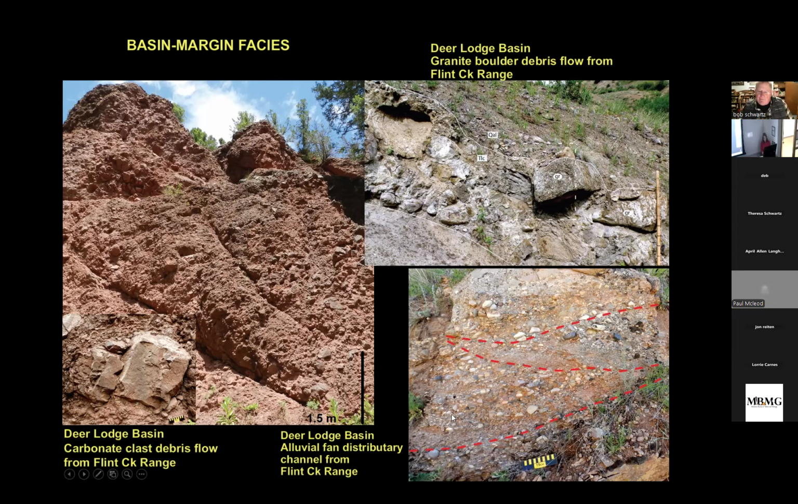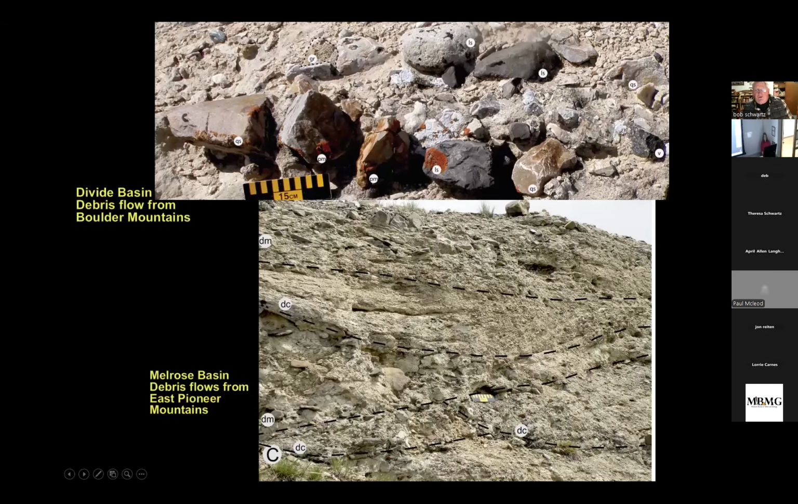Here's a tributary fluvial deposit. Paleocurrents tell us that it was also coming out of the Flint Creek Range and with various constituents within that. We jump over to the Divide Basin. This is a debris flow deposit coming out of the Highland Range, with quartzite clasts, granite clasts, mudstones, limestones, and so on. But it's these clasts that you can use to define the composition of the source rocks in the adjacent ranges.